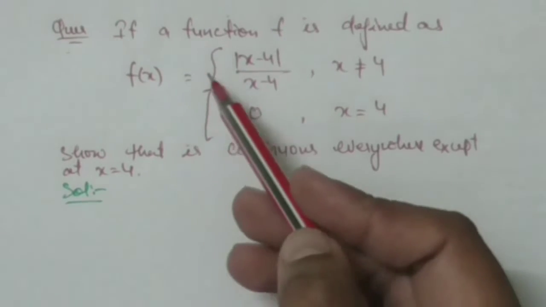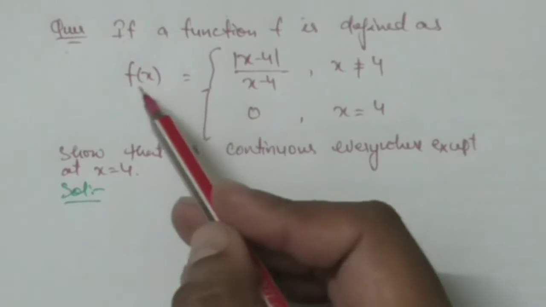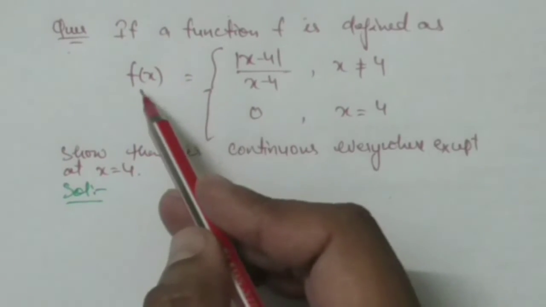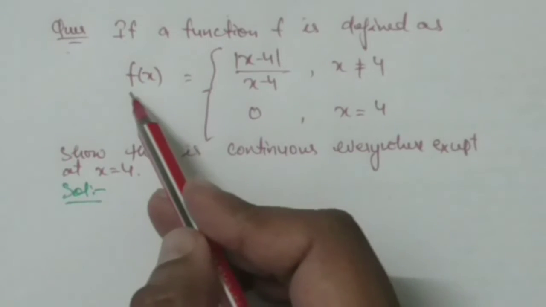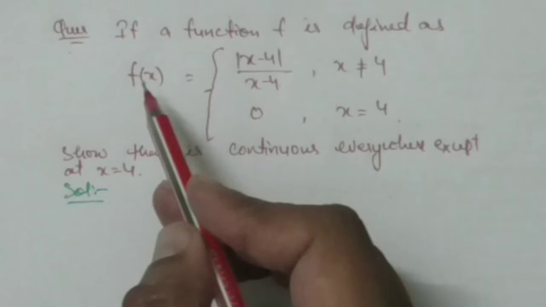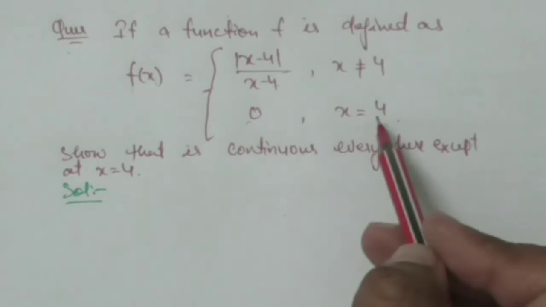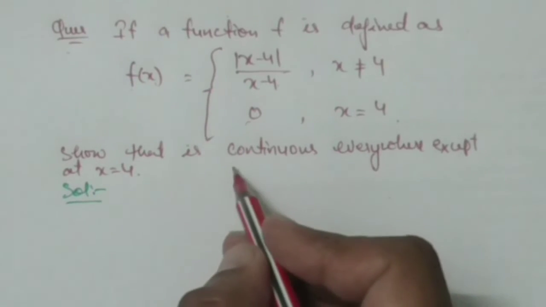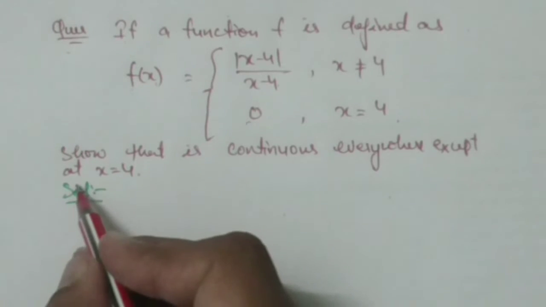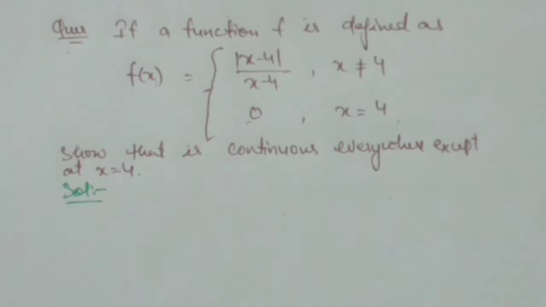First of all, see this question. Here the definition of this function f(x) is given. When x is not equal to 4, then this function f(x) is equal to this, and when x is equal to 4, then f(x) is equal to 0. Now we have to show that this function f(x) is continuous everywhere except at x equal to 4.